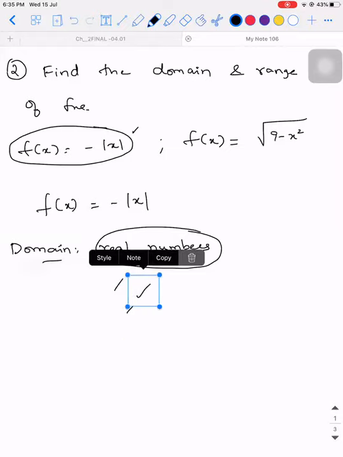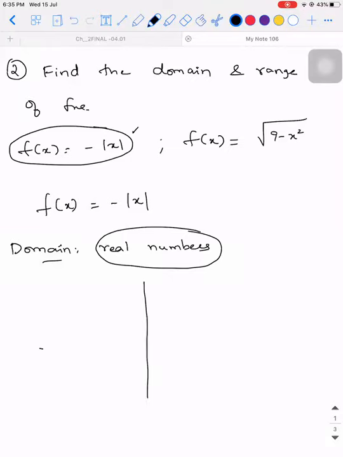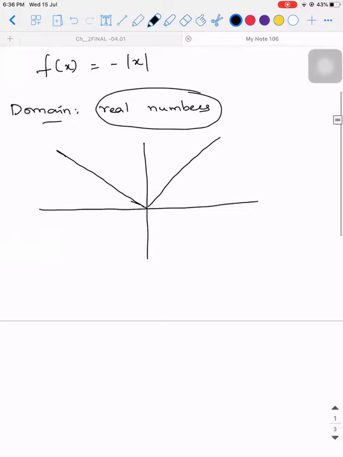Now, for explaining the range, I would like to explain through the graph. Yesterday I explained the graph for mod x. How was the graph for mod x? It is a V-shaped graph, confined to which quadrant? First and second quadrant. What do you think will be the graph for f of x is equal to minus mod x?